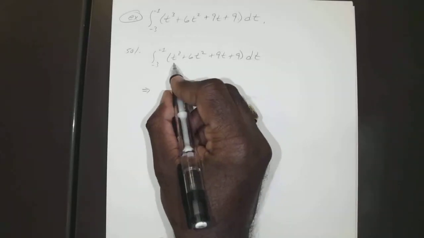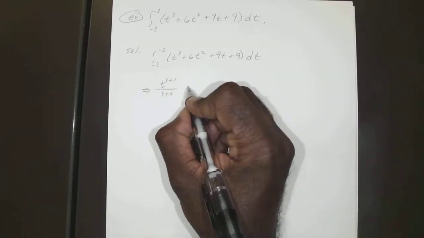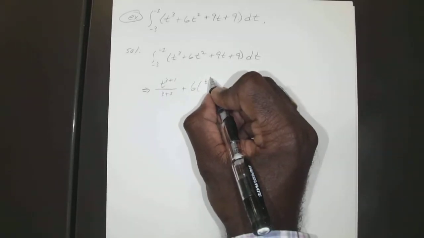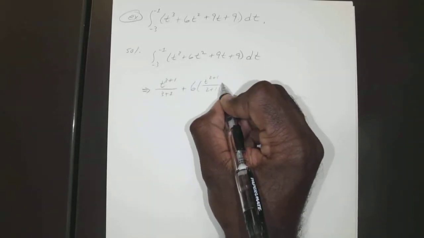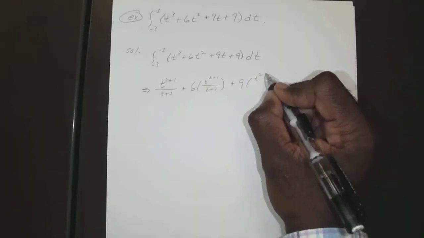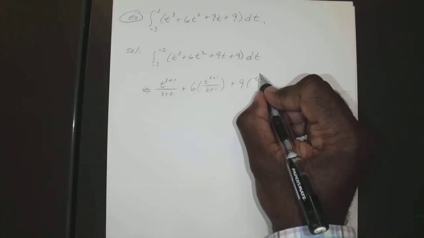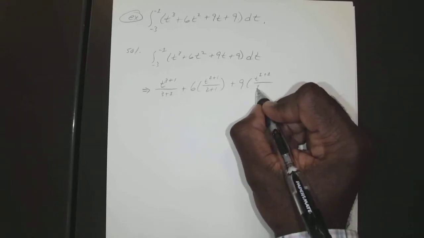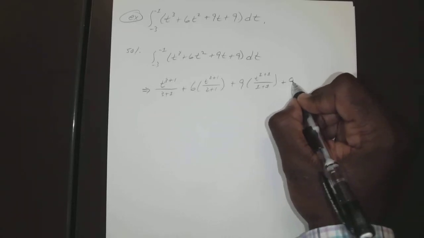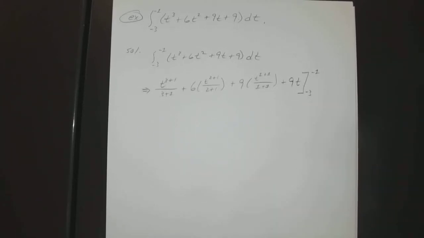So this becomes t to the 3 plus 1 over 3 plus 1, plus 6 times t to the 2 plus 1 over 2 plus 1, plus 9 times t to the 1 plus 1 over 1 plus 1, because remember, t is just t to the first power. Plus 9. And remember, that's from negative 3 to negative 1.